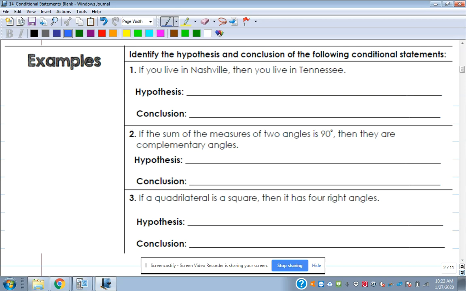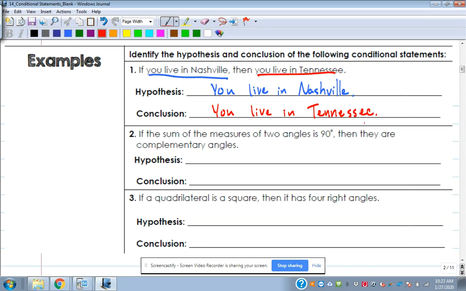So if you live in Nashville, then you live in Tennessee. So the hypothesis is that part, right? You live in Nashville. The conclusion is the part after the then. You live in Tennessee. Very easy if it's in if-then form.